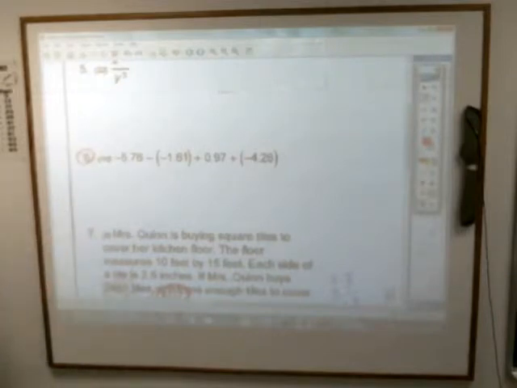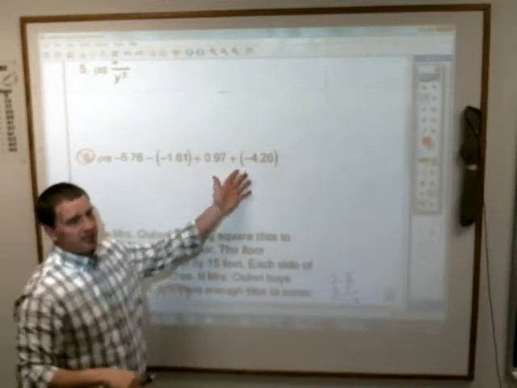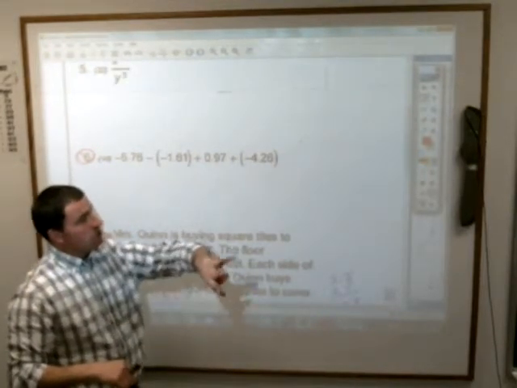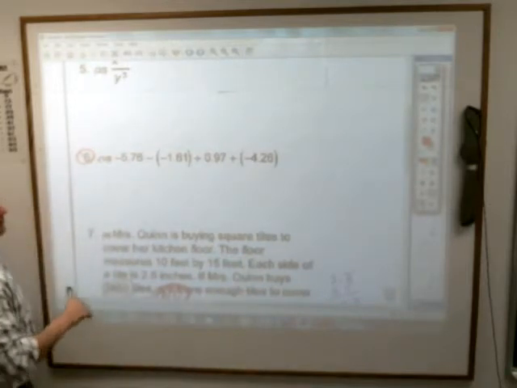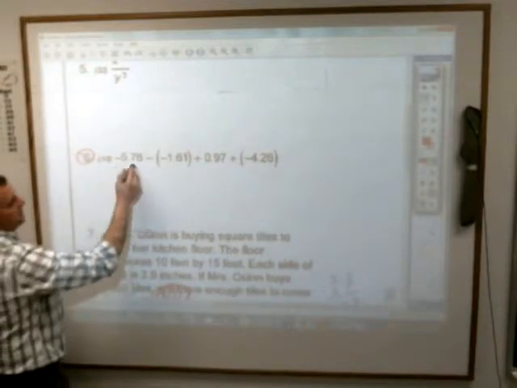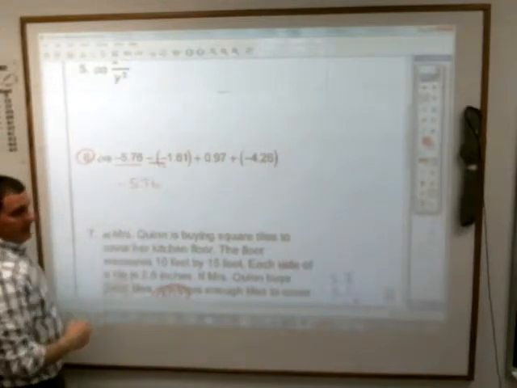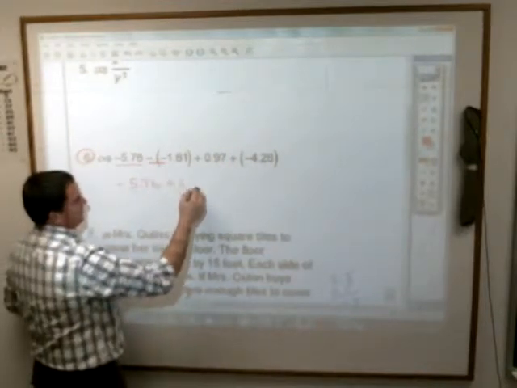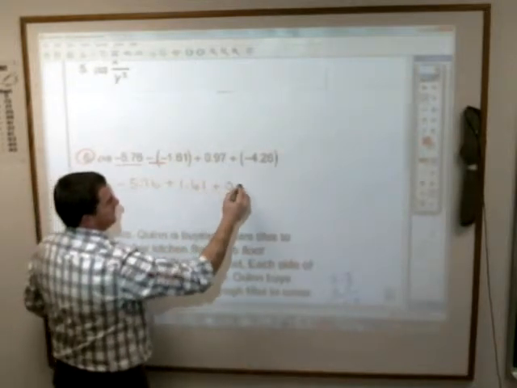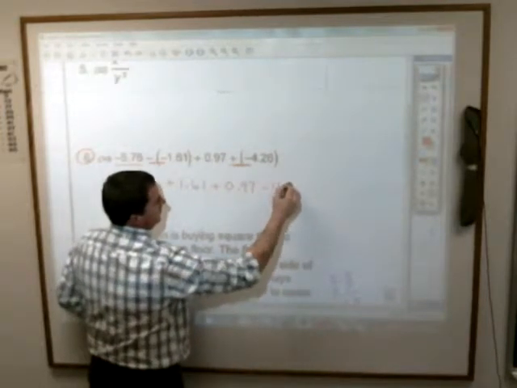Problem number 6. What should be your first thing? This is not an equation, by the way. No equal signs. You're just adding or subtracting stuff. Because some of these have multiple signs in front of them, I would change them so that there's only one sign. This is minus 5.76, that's fine. This is a minus minus, so in reality it's a plus 1.61. This one's just one sign. And this one is opposite signs, which makes it minus 4.26.